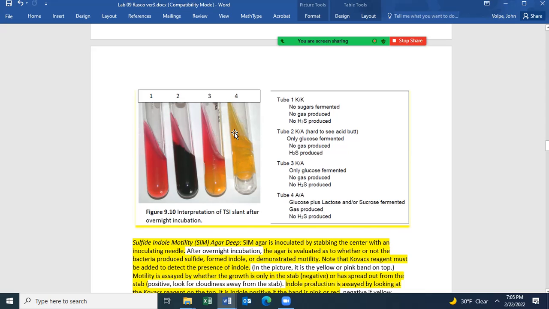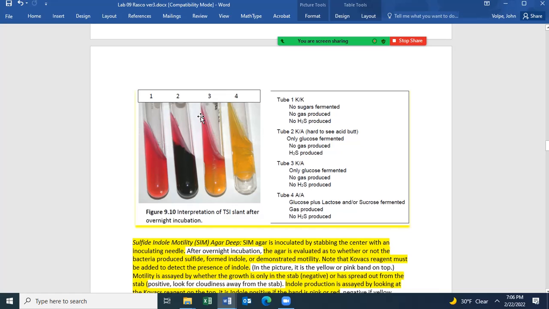the slant. If the tube is only yellow on the bottom, but not on the slant, we know that only glucose is fermented, because if lactose was fermented, it's present in 1%, it would be yellow both on the slant and the bottom. If only glucose is fermented, it'll be yellow on the bottom because the bacteria grow slower. The glucose is metabolized slower in the butt.